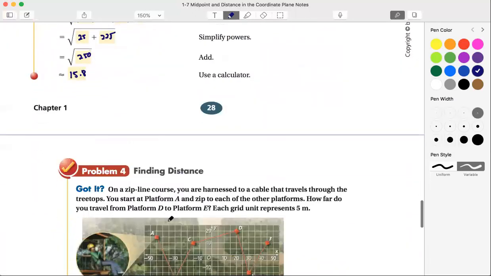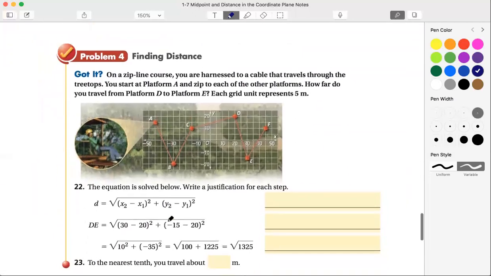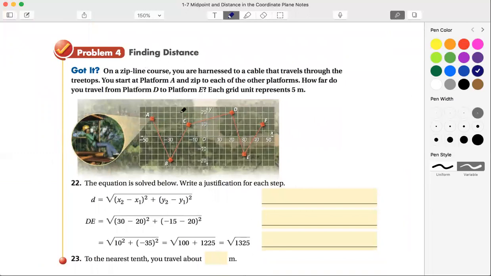Okay. Now, how can we use this in real life? So, finding distance. Let's suppose I'm on a zip line course and we're harnessed to a cable that travels through the treetops. You start at platform A, and we zip to each point, flying around in this little field. How far do I travel from platform D to platform E? Each grid represents 5 meters.